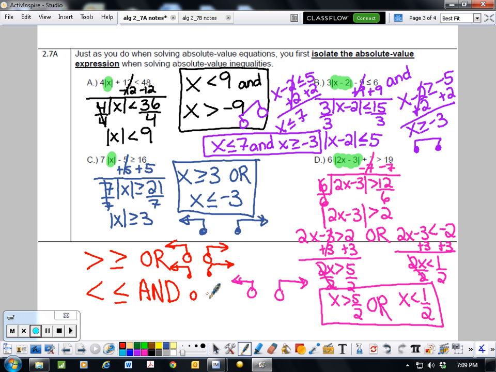And our and ones will always open in. And so that's just the main idea behind our absolute value. Other than that, the first one's the original. The second one, we flip the symbol, change the sign. And there you go.